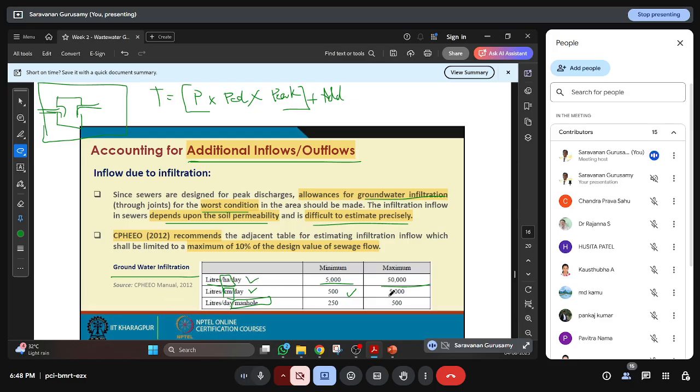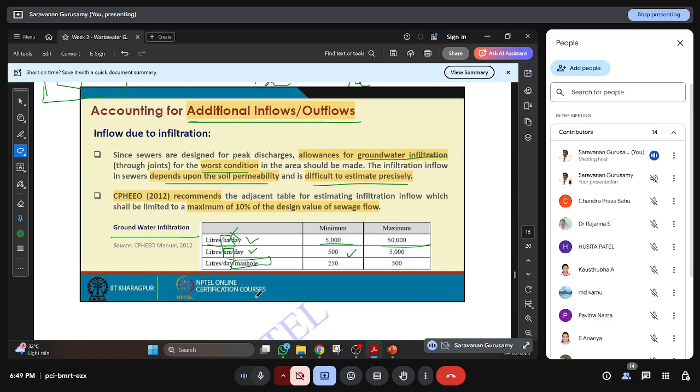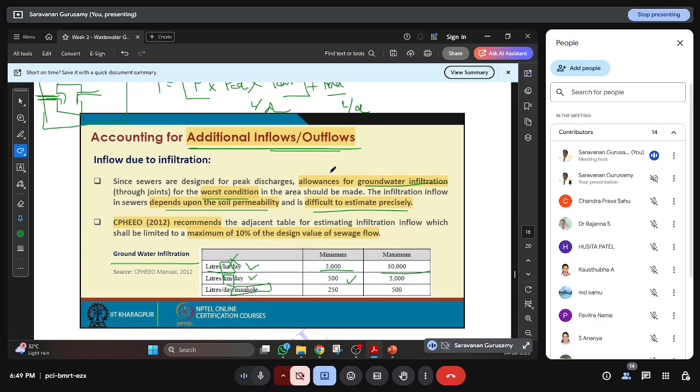So if I know the area of the city, I can take any value between 5,000 and 50,000 and multiply with my hectares. I'll get liters per day of infiltration. So I can add this to the value I already have. Otherwise, if I know there are 10 kilometers of sewer, I can multiply with any one of these values and get the liters per day. You got it? So this is the additional inflow and outflow.